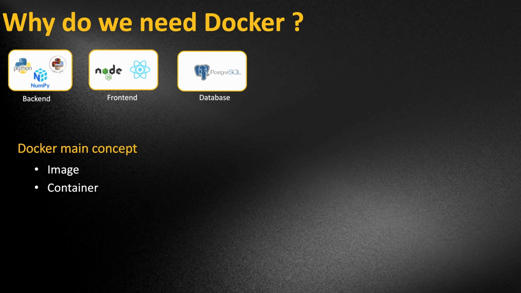So this is the real dish made from the recipe. If an image is a recipe, the container is the actual cooked food ready to serve. And there's another thing called a Dockerfile. So this is our personal recipe for our project. It's a text file with the instructions to build a Docker image.